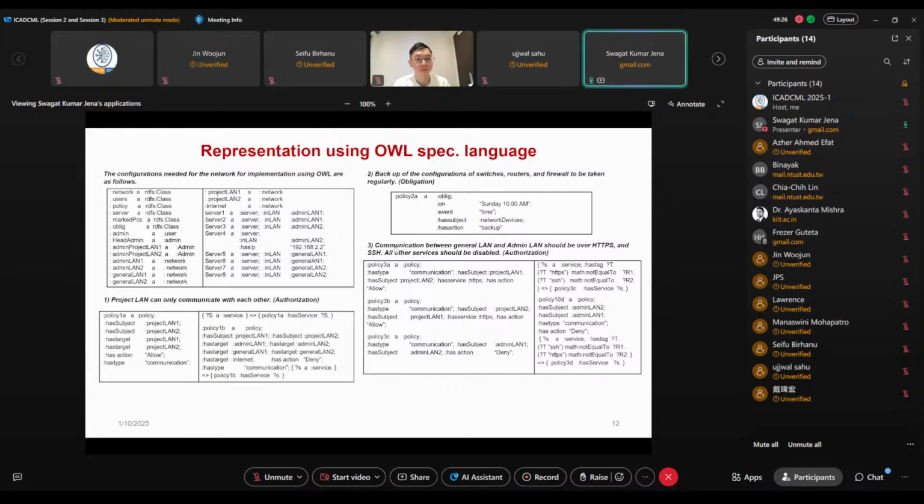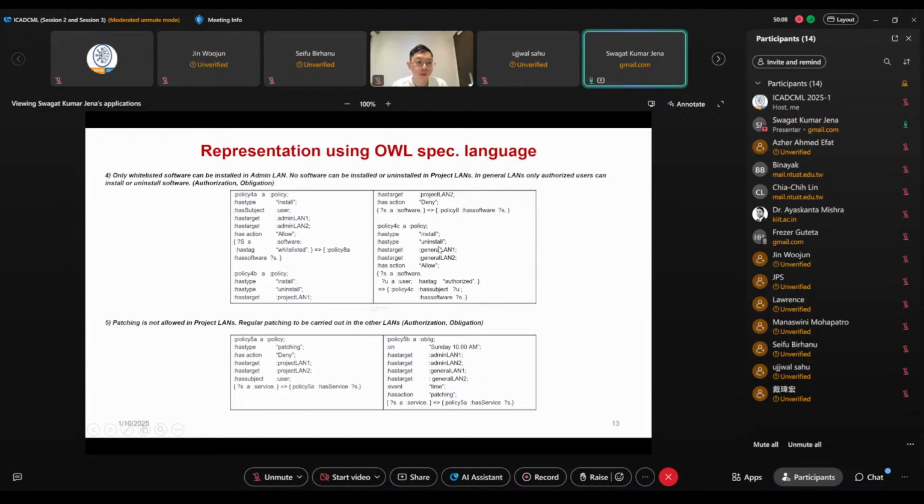Here you can also see the same thing, like HTTPS and SSH are allowed between admin LAN and general LAN, but other services should be disabled. So here you can see that has action is allowed between project LAN 1 and LAN 2. Similarly from LAN 2 to LAN 1: if anybody wants to connect from 1 to 2, he is allowed. From 2 to 1 is also allowed. Similarly, admin LAN 1 to LAN 2 is denied, and similarly LAN 2 to LAN 1 is also denied.